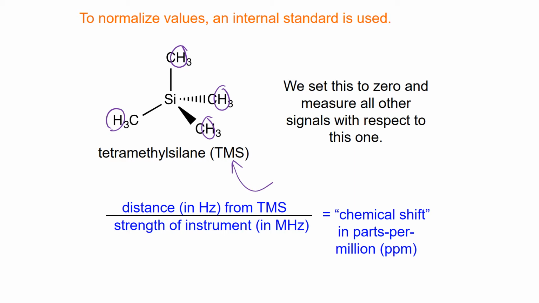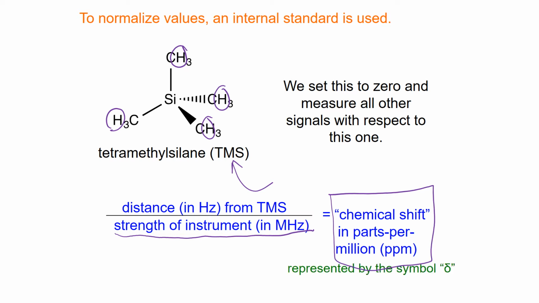So you're actually going to take the distance in hertz, and then you divide out the strength of the instrument in megahertz. And then that gives you what's called the chemical shift, which is in parts per million. And that way you can compare data from one instrument to another. We represent the chemical shift with the lowercase delta symbol, so you might see these used interchangeably. Delta, ppm, chemical shift, they all have the same meaning.